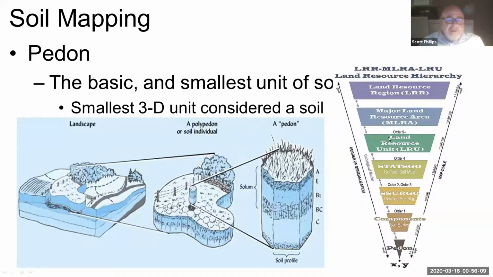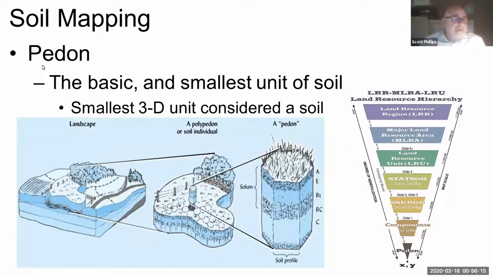First off, a little term here. A pedon is the basic and smallest unit of soil. So it's really like a sample collected in the field. We'll include a video where people are actually collecting field samples of soils. And so that's really the basis of the mapping, these individual field collections, sort of the smallest unit of soil that you can measure, a field sample essentially.